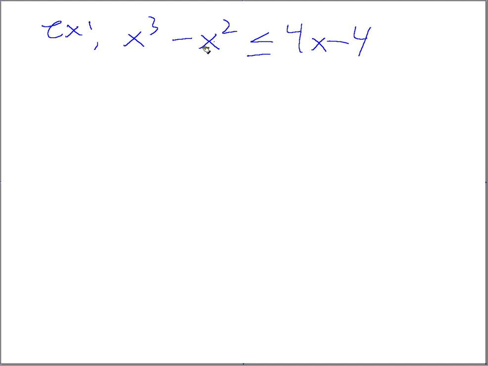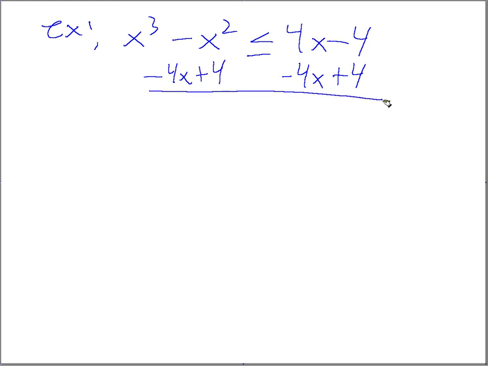So don't just factor this left-hand side. You need to zero out this right-hand side. Just bring the 4x and then minus 4 over to the other side. So how do we do that? Just subtract 4x on both sides. And what else? Add 4. So minus 4x plus 4 on both sides to zero out the right-hand side.